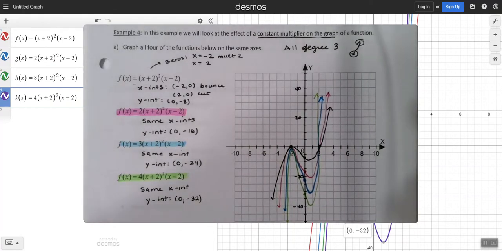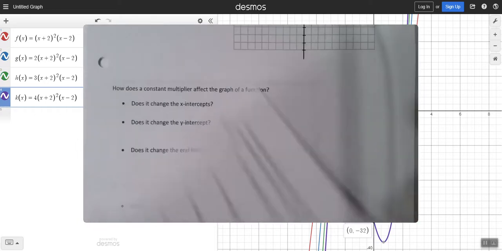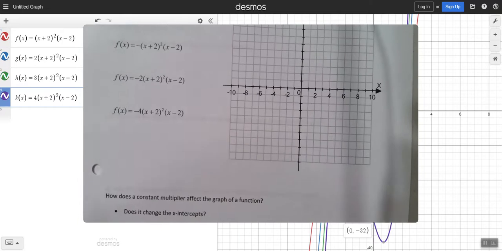So that's what happens with the constant multipliers. The x-intercepts don't change, but all of the y values, which we're kind of representing by being very careful with our y-intercept, get that multiplier on them. What about negative multipliers?